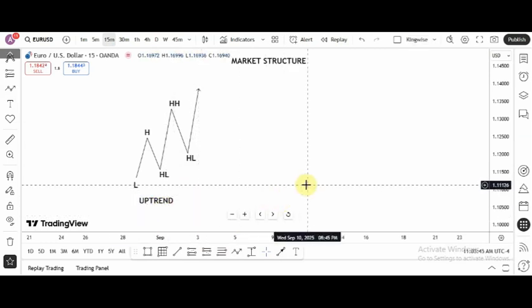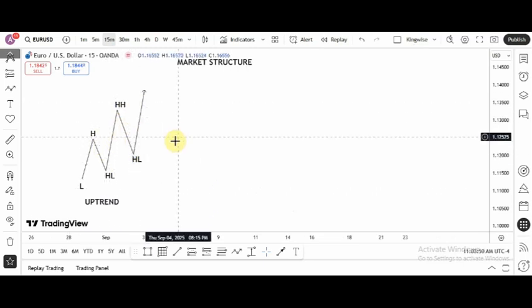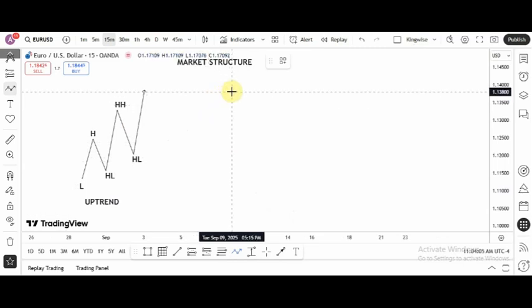So this is a textbook kind of structure. We are going to soon go into the chart to see what it looks like on a real chart example. Now, let's see the next type of structure we can see in the market.